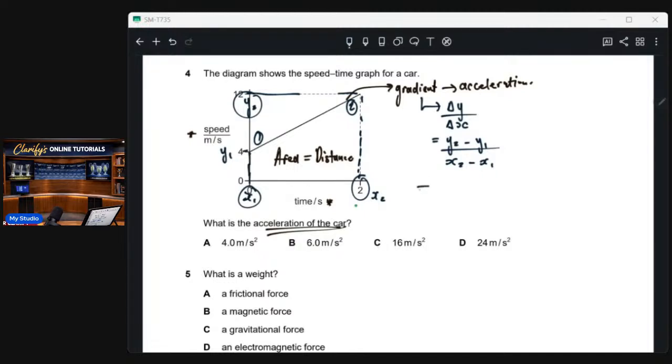Now you can just put the values in here. What is y2? It's 12 minus. What is y1? It's 4, divided by. What is x2? It's 2, minus. What is x1? 0. This becomes 8 over 2, which is 4.0. That becomes your acceleration, the gradient. Don't forget, acceleration is the gradient.